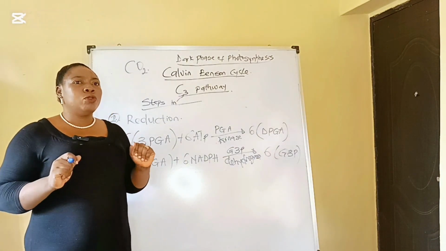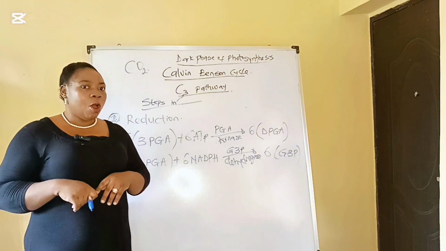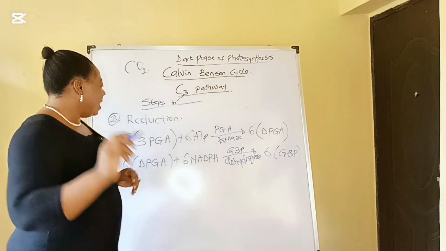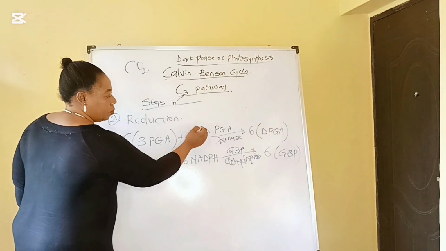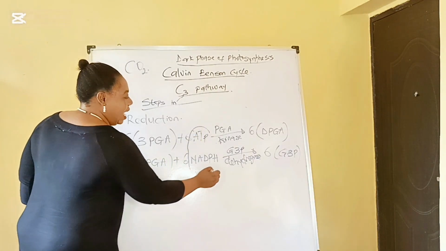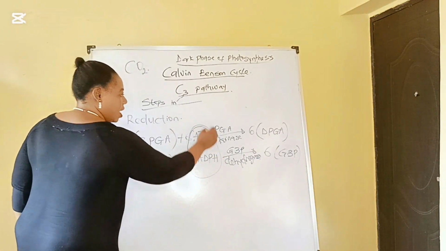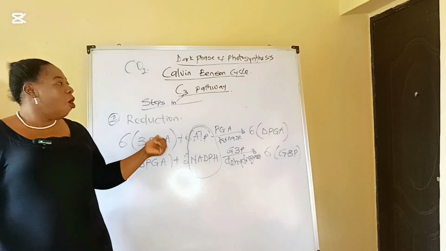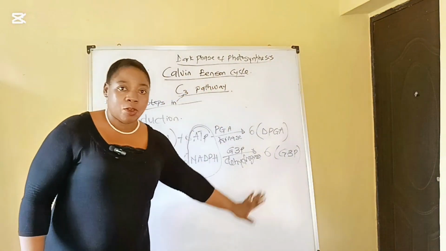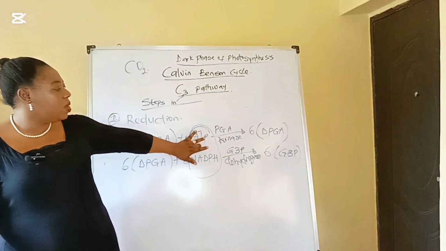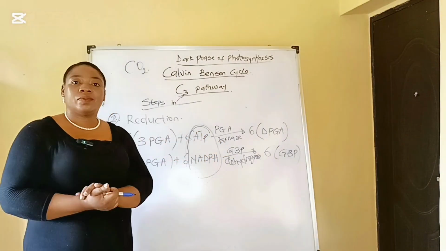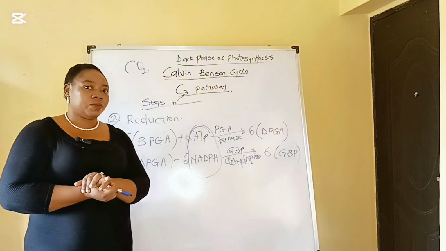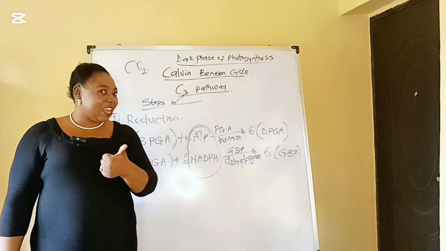Now, I want us to do a short assessment of ourselves by answering this question. This ATP and NADPH that was used in this reduction process of the Calvin-Benson cycle, where did we get them from? I'm waiting. I want you to answer before I give an answer here. So I trust you've gotten the answer right.